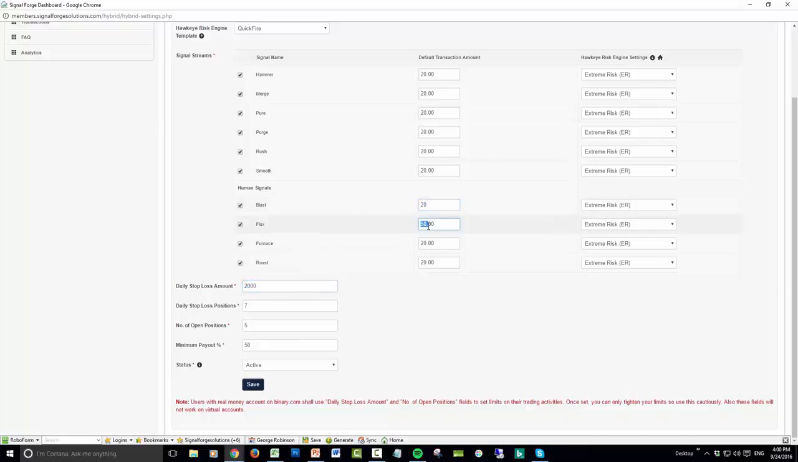So have these higher, but control your risk here. Set these to a small enough amount that it's not going to dramatically affect you if you have a few losing trades, because no matter how good the system is, you're always going to get losing trades, so you need to be able to handle that.